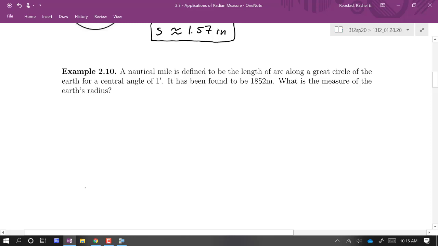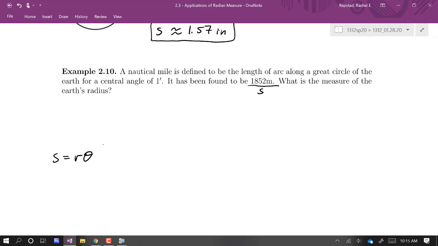And a nautical mile has been found to be 1,852 meters. And we want to know the measure of the Earth's radius. So they're telling us an arc length, right? The nautical mile is a length of arc along a great circle, and it is 1,852 meters. So that's S, an arc length. We know that we're going to use S equals R theta, and we want to find R.